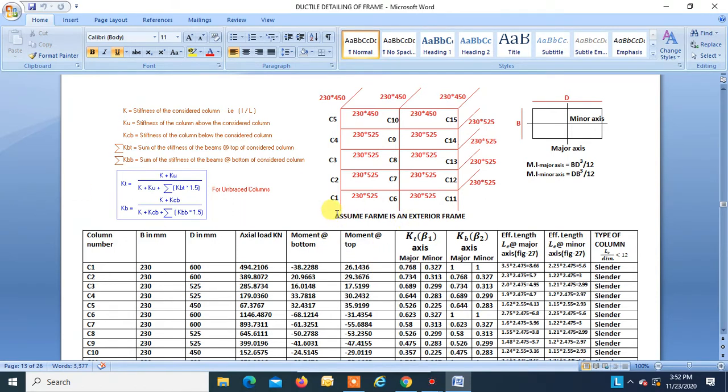Similarly, Kb at the bottom joint: K is the stiffness of the column. Kcb, there is no column below, so 0. Kbb, there are no beams at the bottom joint, so this is 0. So K divided by K is equal to 1. This is how we get 1. Now about the minor axis, you now have to take this beam, the beam parallel to this over here.